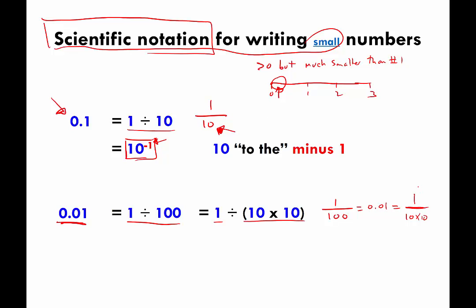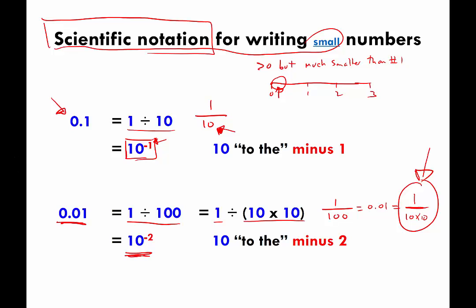Now, I will ask you, in this representation that I'm circling, how many tens are in the denominator? There are two tens multiplied against each other. So the fancy mathematical way of writing that is to write 10 to the negative 2, because there are two tens in the denominator, or 10 to the minus 2 power, if you want to call it that. So again, you can see where we're going with this.